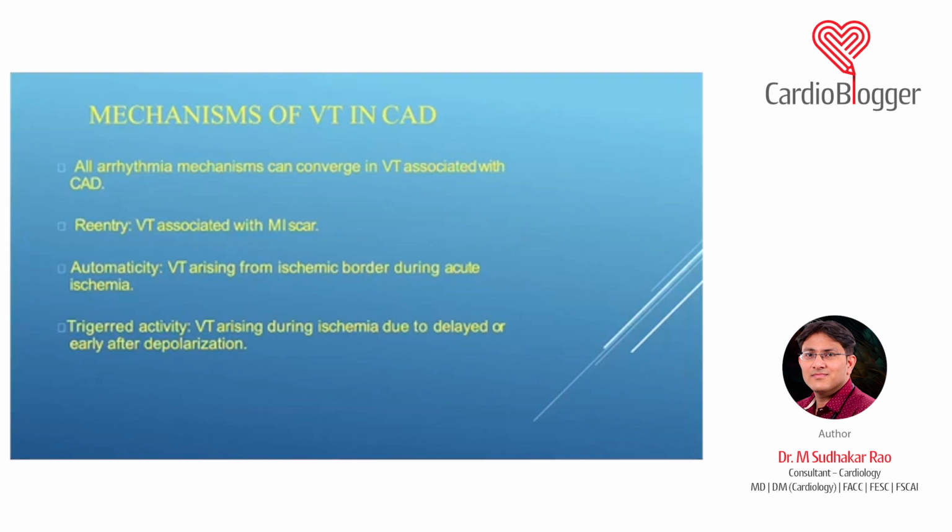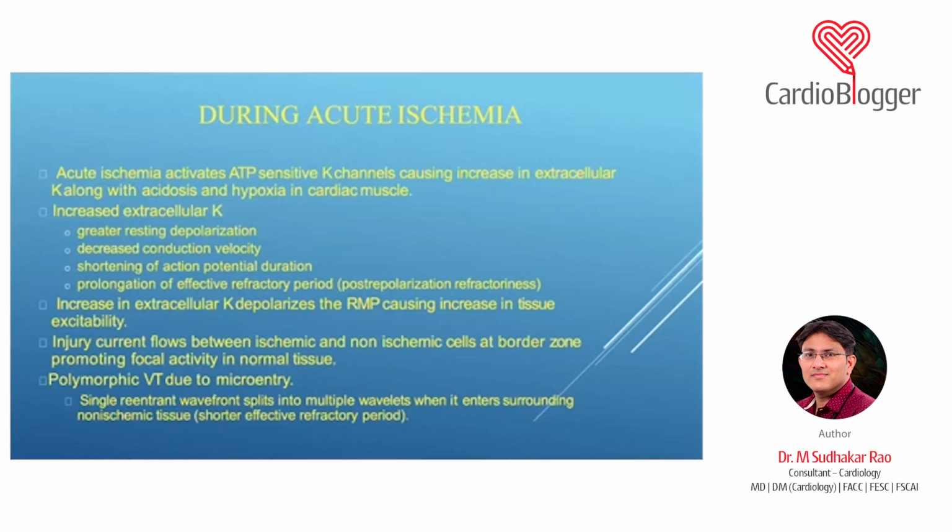Automaticity is the VT arising from the ischemic border during the ischemia, and triggered activity is due to the ischemia, due to the activation of the ATP sensitive potassium channel, which causes a hyperkalemia. I'll discuss that. So acute ischemia activates the ATP sensitive potassium channel, which causes a high extracellular potassium along with acidosis and hypoxia. And what this extracellular potassium does is, it causes a greater resting depolarization, it decreases the conduction velocity, it decreases the action potential duration, and therefore it can cause early afterdepolarization.